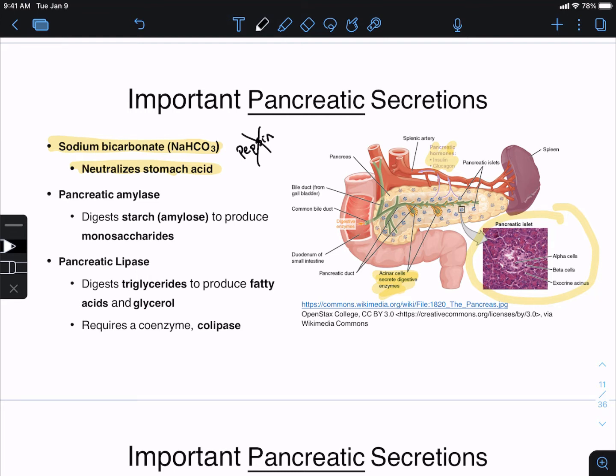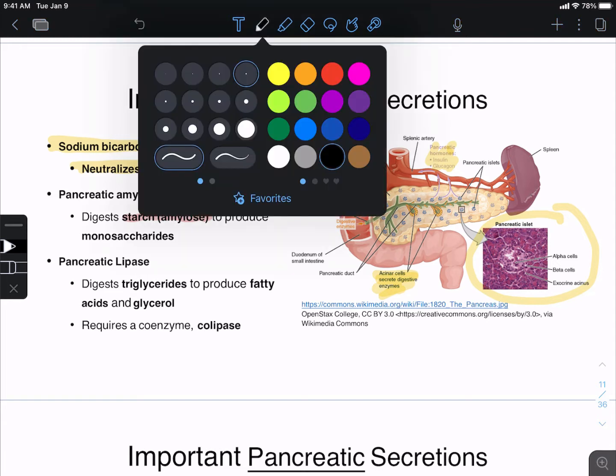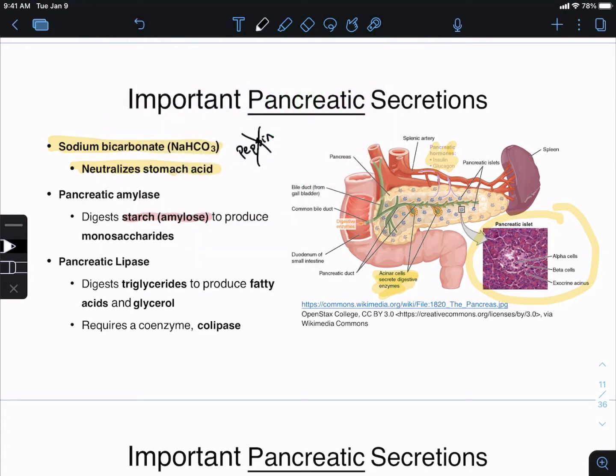Pancreatic amylase is produced by the pancreas, and this is very similar. In fact, it is the same as salivary amylase. Some minor differences in the sequence of amino acids, very, very minor. The function is the same, and the function is, of course, to digest starch, amylose, and produce monosaccharides, which would include glucose and fructose, among other ones. Pancreatic lipase is produced, again, by those acinar cells, and its job is to digest triglycerides, to produce fatty acids and glycerol. Cholesterol in our diet is not digested.